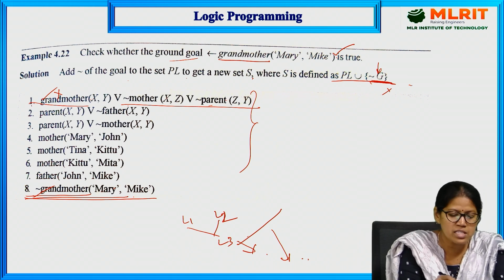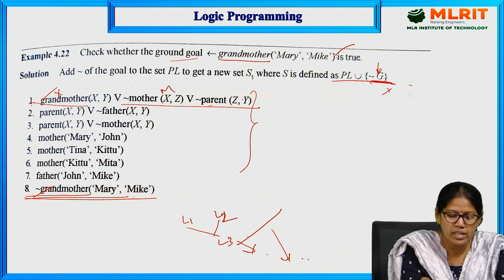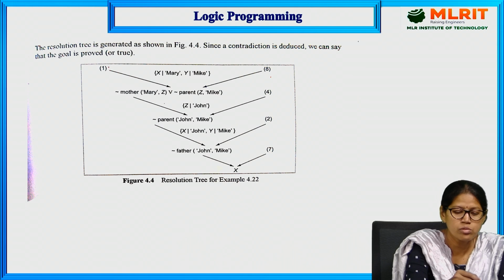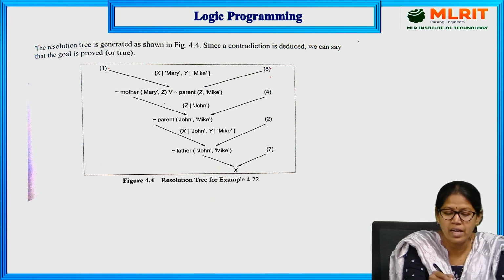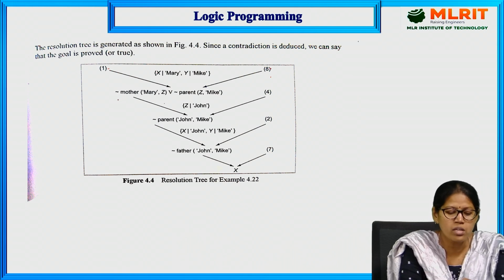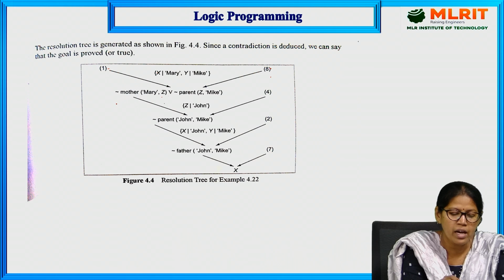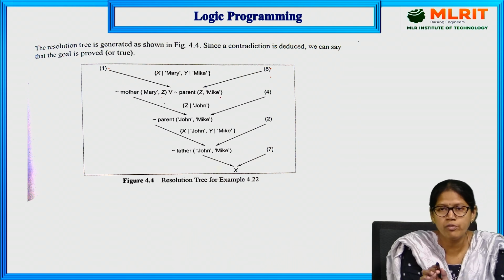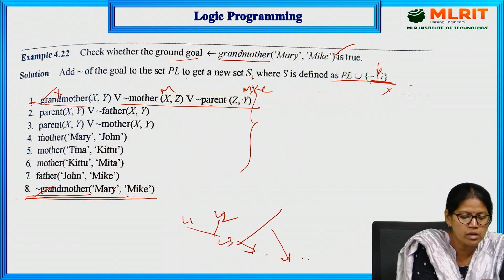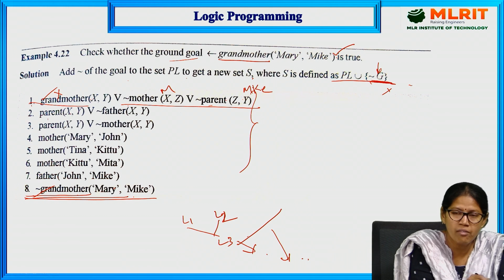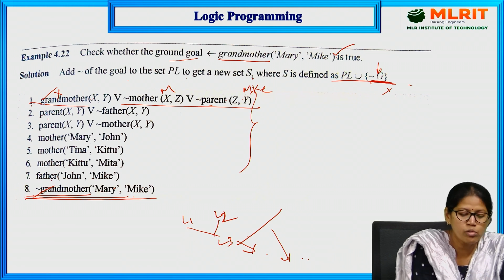Here X is already defined as Mary and Y is already defined as Mike. Z is undefined. So from the first and 8th rules, X is Mary, Y is Mike, and the new clause is negation mother of Mary, Z or negation parent of Z, Mike. We need to search for either a positive mother of Mary or a positive parent of Mike. Let's check. If you see, the parent is bound only with variables, so we need to go with Mary.